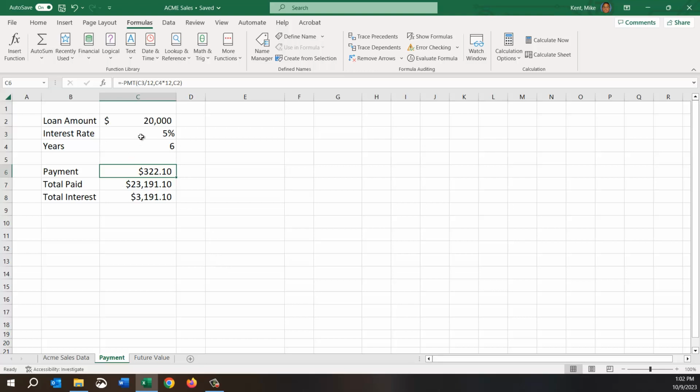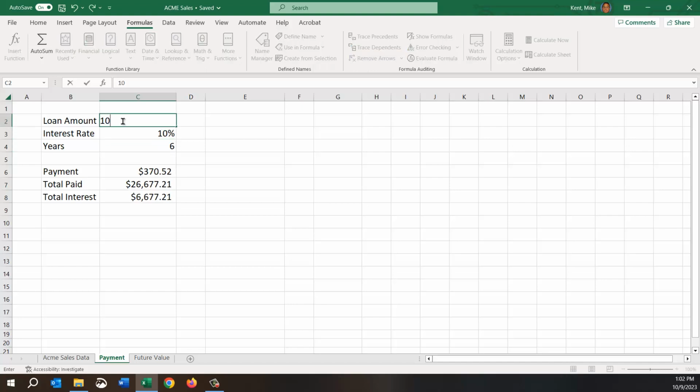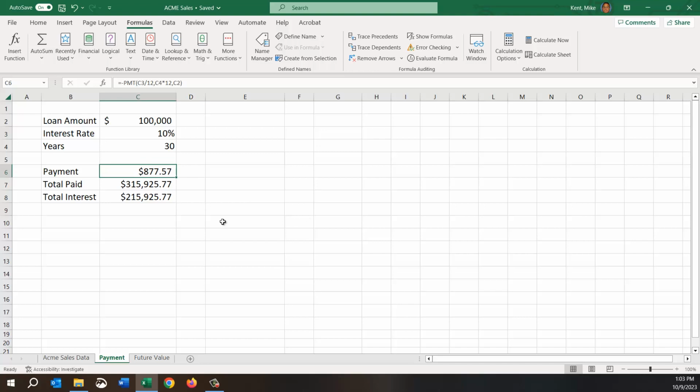Say I'm going to buy a house, and the house is at 10% interest. Let's just say we can find a $100,000 townhouse, and I'm going to get a 30-year loan. All right, so my loan payment for the $100,000 house at 10% interest paid over 30 years is $877 a month.